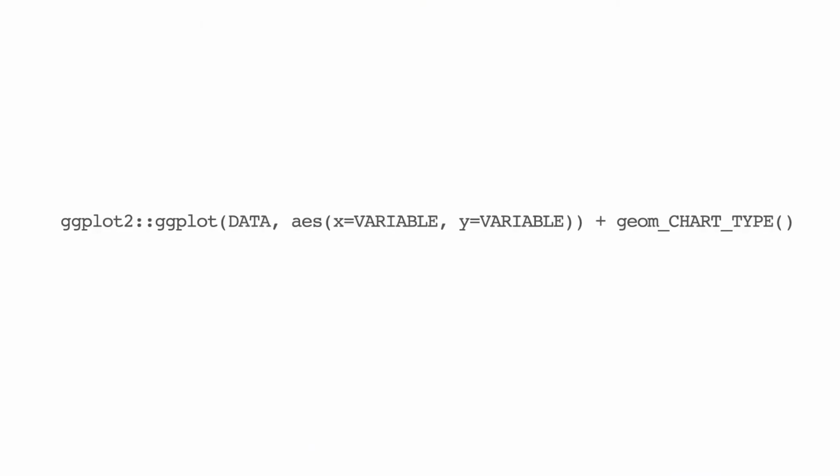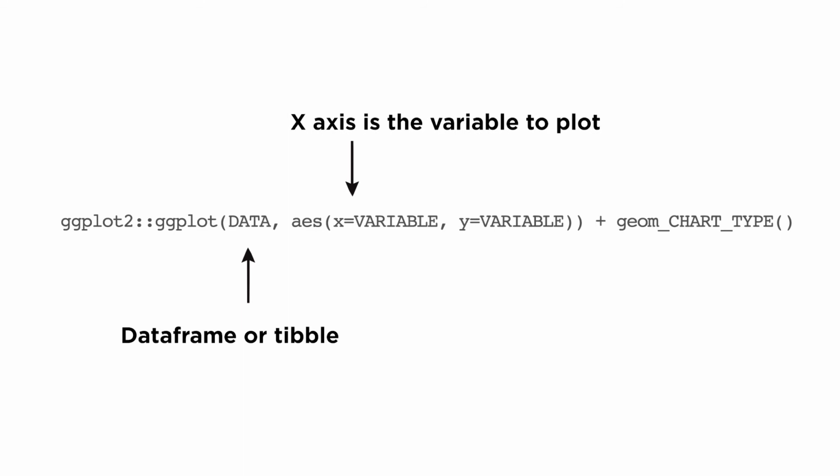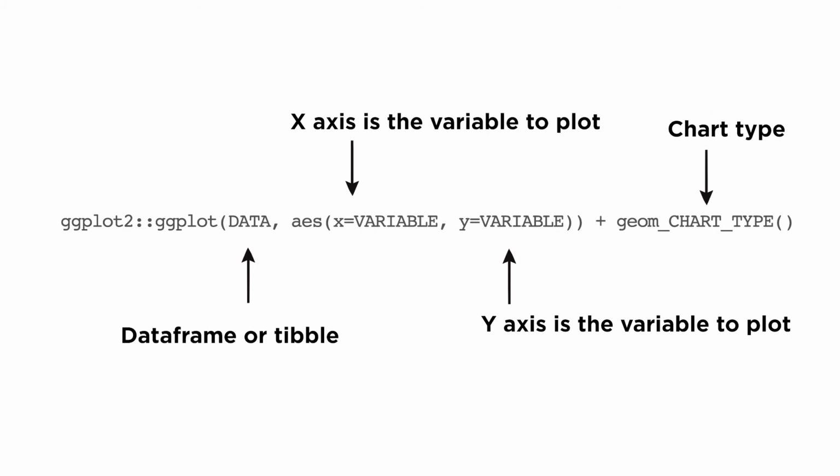ggplot basic structure, where the data is the data frame or tibble, X is a variable to plot on the x-axis, Y is a variable to plot on the y-axis, and the geom_chart type is where you specify the chart type.